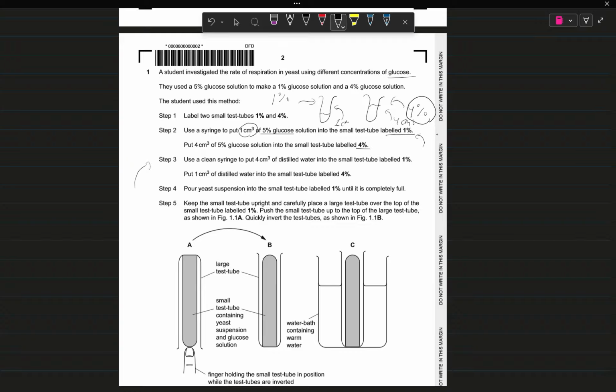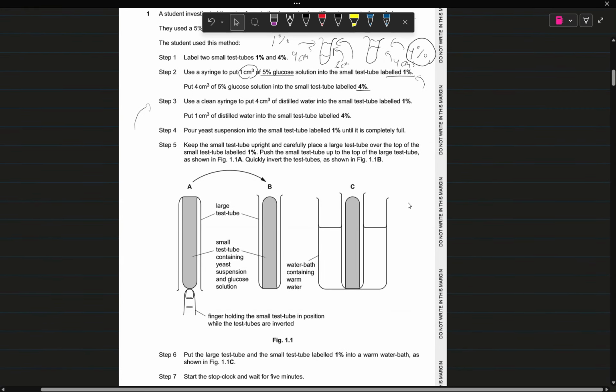How do you do so? Basically, for the 1 centimeter cubed solution, we will add 4 centimeter cubed of what? Of distilled water, which is absolutely pure water, pure H2O with no chlorine or anything. And then for the 4% test tube, you add 1 centimeter cubed of distilled water, so that the total of both of them will be 5 centimeter cubed. And this will of course make the 1% test tube 1% glucose and the 4% test tube 4% glucose. So this is how we have prepared them all.